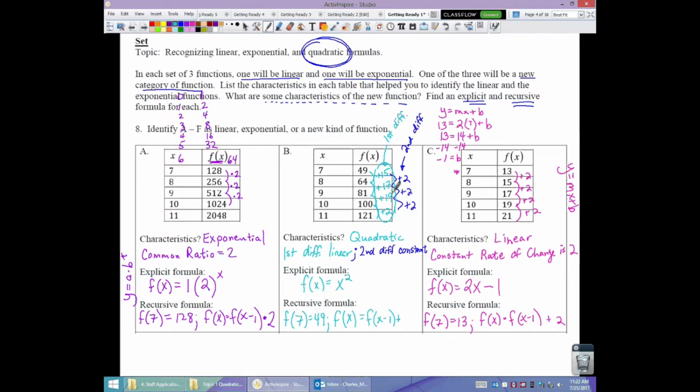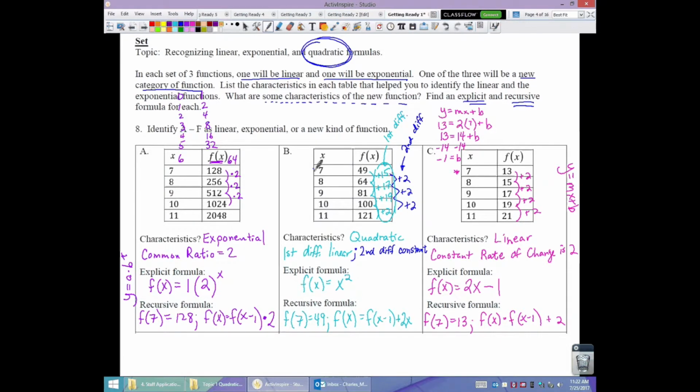Okay, so what's the formula for those? Well, the constant rate of change in this first difference column is 2, so plus 2x. And then the easiest way I can tell you to do the b for it is to just adjust. Try a number and adjust. So here's what I mean.